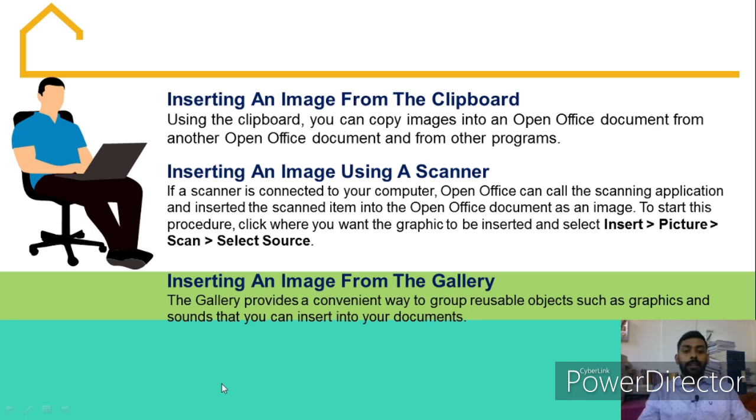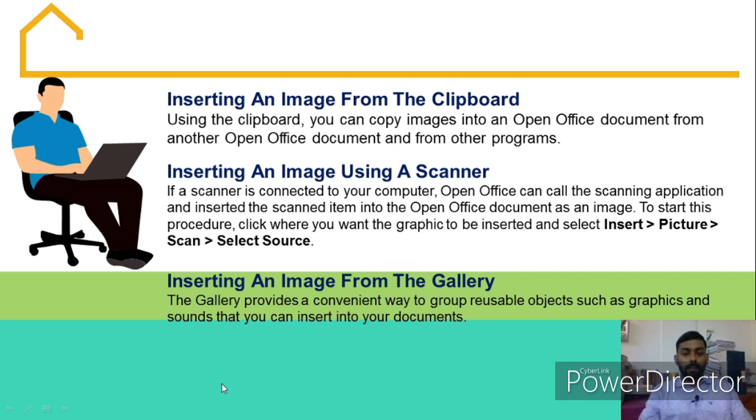The second one is inserting an image using a scanner. Suppose a scanner is connected to your computer; it can call the scanning application and insert the scanned item into the OpenOffice document. That means you can scan something using a scanner, and that scanned item can be inserted into your document. That's it.